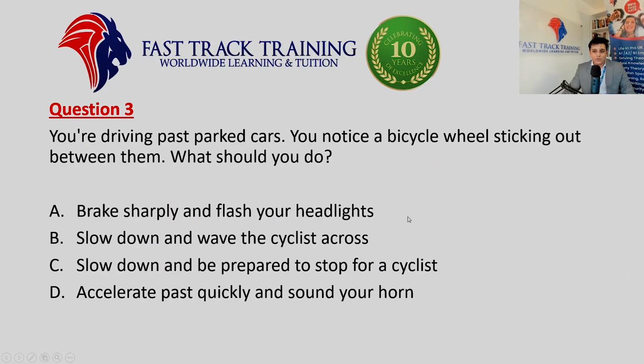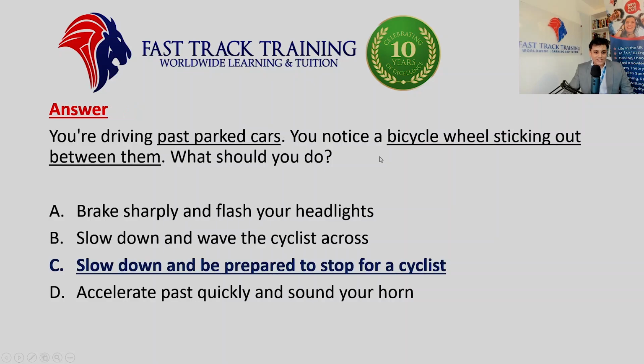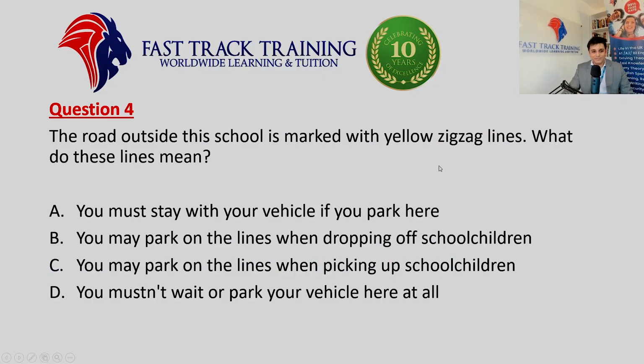You're driving past parked cars. You notice a bicycle wheel sticking out between them. What should you do? Brake sharply and flash your headlights. Slow down and wave the cyclist across. Slow down and be prepared to stop for a cyclist. Accelerate past quickly and sound your horn. So the correct answer here is slow down and be prepared to stop for a cyclist. So you're driving past parked cars, bicycle wheel sticking out, slow down. Why? Because a cyclist could come out of there and cause a problem.